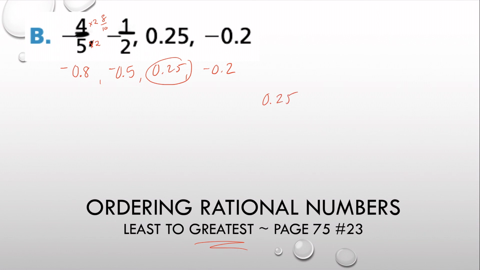0.25 will be on the right side. So we're finished with that one. I don't need to look at that one anymore. So now looking at these other three, I have negative 8/10, negative 5/10, negative 2/10.